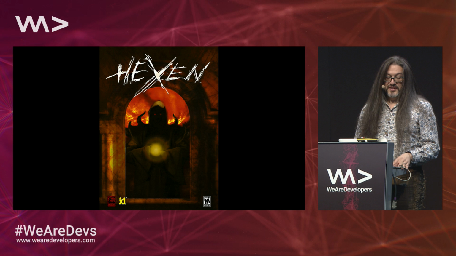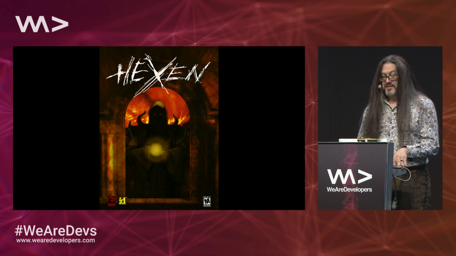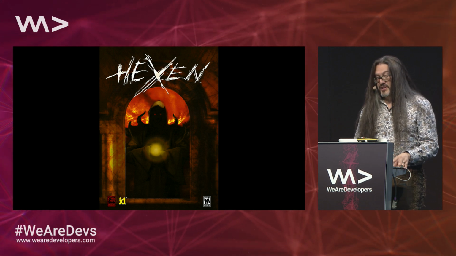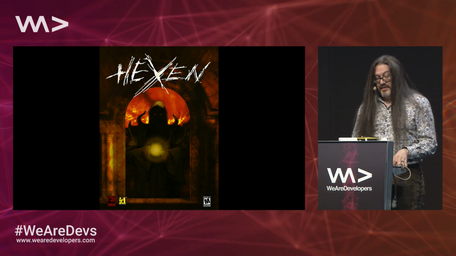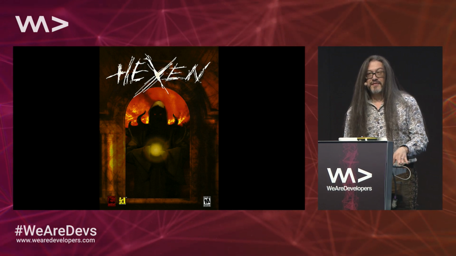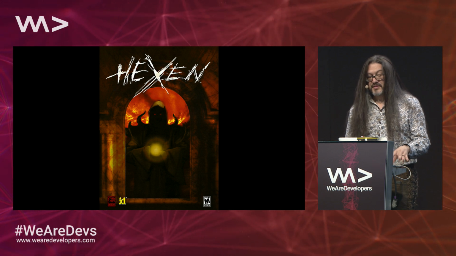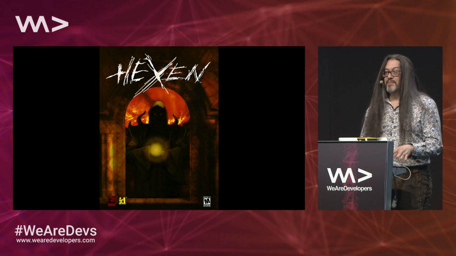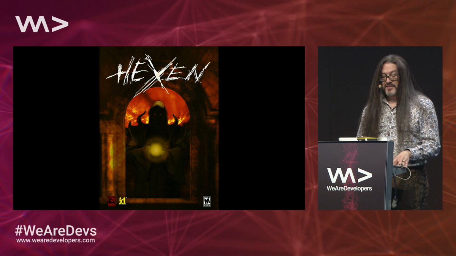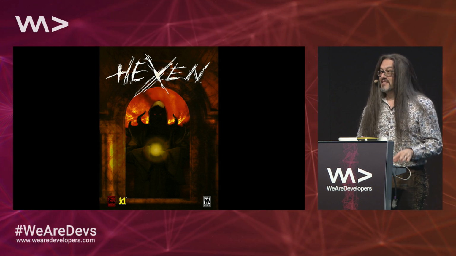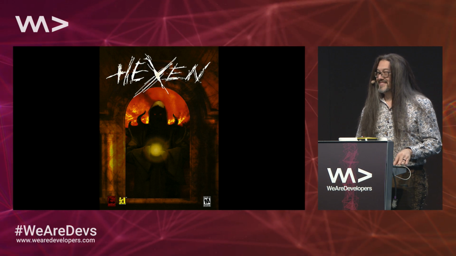So after publishing Heretic, I started working with Raven on Hexen. I wanted to see how an FPS would play with a hub level system and character classes, and Hexen launched on October 30th of 1995 during a deathmatch event called Deathmatch 95 that was happening at Microsoft's campus in Redmond. Anyone here play Hexen? Yes, good.